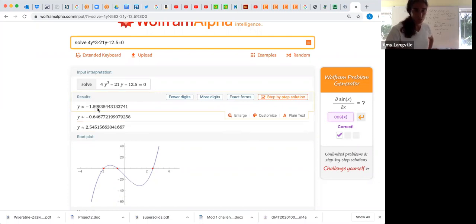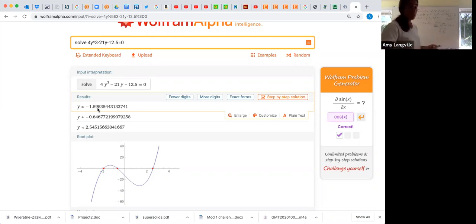So here we see, let me just put 2 decimal places just to keep it easy on the board here. So this thing solves and we get 3 roots. y is approximately -1.898, it looks like, minus 0.647, and one more, y is about 2.545. 3 decimal places of accuracy there.